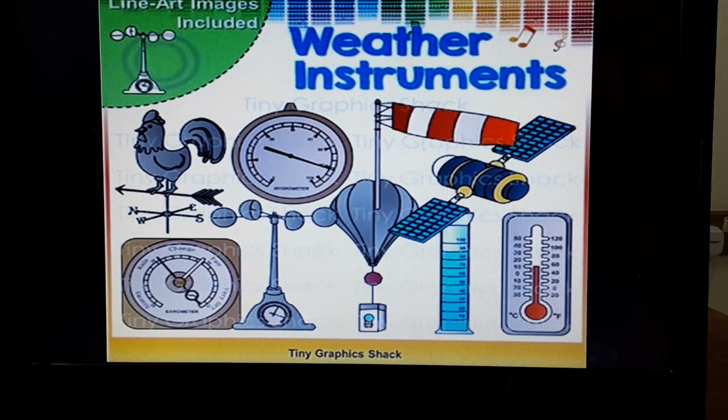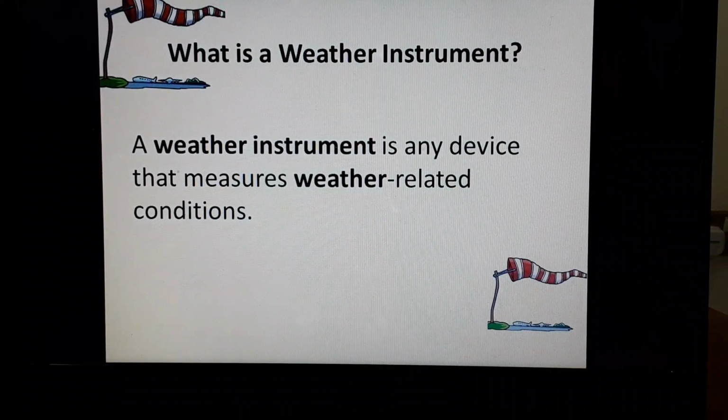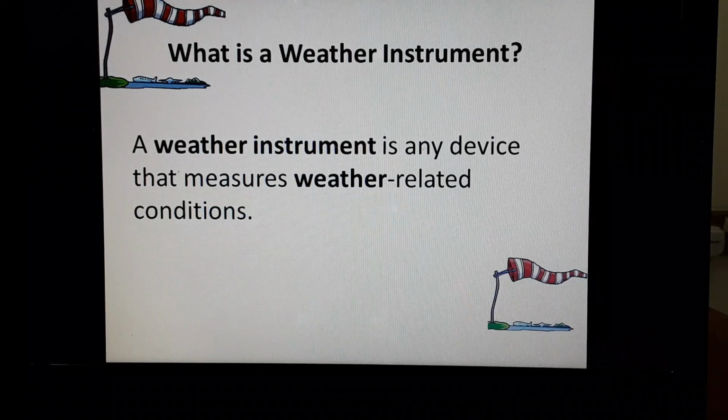There are some people who studied and specialized in studying the weather around us. Some of them just observe the clouds in the sky, but they use different weather instruments to predict the upcoming weather. What are these weather instruments? So what do we mean by weather instrument?